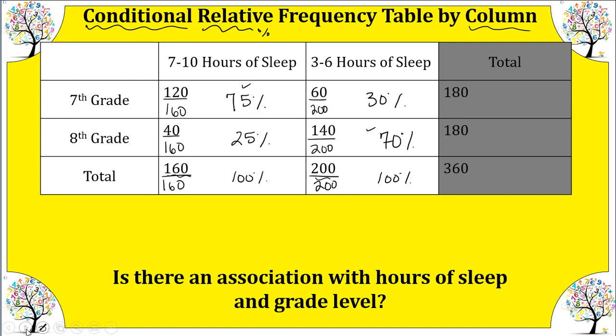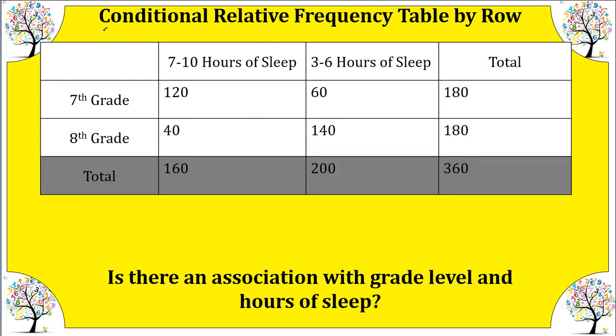So that's why we do conditional relative frequencies, to see a clear picture if there is an association between the two variables. Okay, now we're going to do conditional relative frequency by row. So we're going to be looking at the row total. So we're going to be dividing by the totals of each row, and they happen to be the same total of 180. So we surveyed equal amounts of 7th graders and 8th graders. So remember, we are dividing part divided by the total and then times 100.